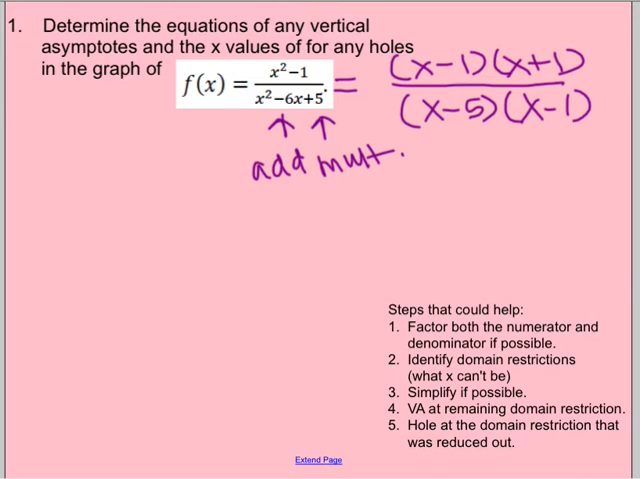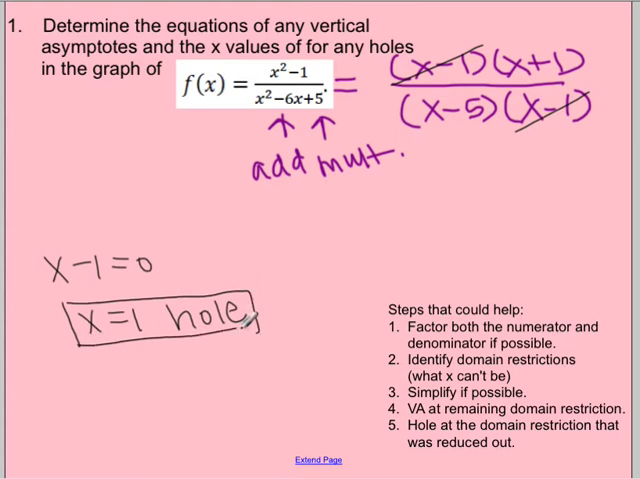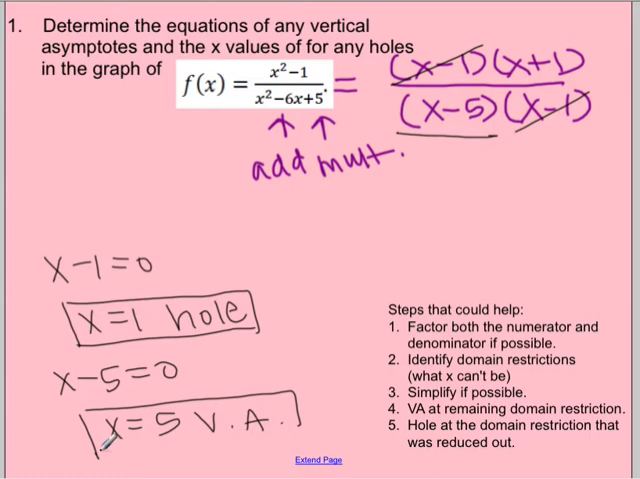Now I can go ahead and look at it. Is anything going to cancel? The x minus 1s will cancel. So I would set it equal to 0 and solve. So that means that x equals 1, there is a hole. Now let's go ahead and see if there's any vertical asymptotes. This is my last piece in there, so I would have x minus 5 equals 0. So at x equals 5, there is a vertical asymptote. So there's my hole and my vertical asymptote.